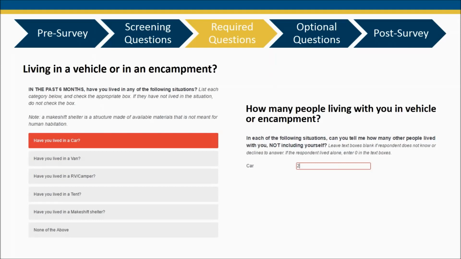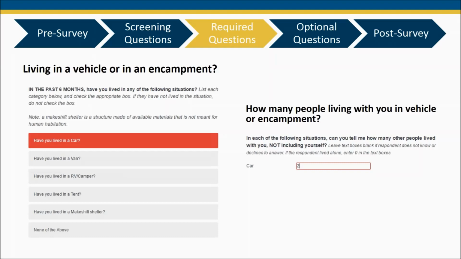One more question. This is regarding whether they lived in a vehicle or in an encampment. In the past 6 months, have you lived in any of the following situations? So what you will need to do is to list each category below and then wait for the respondent to say yes or no. Have you lived in a car? Yes or no? Have you lived in a van? Yes or no? Have you lived in an RV or camper? Have you lived in a tent? Have you lived in a makeshift shelter?